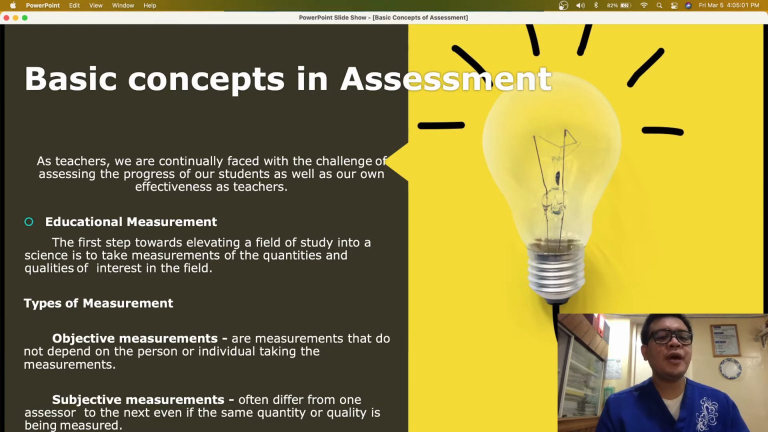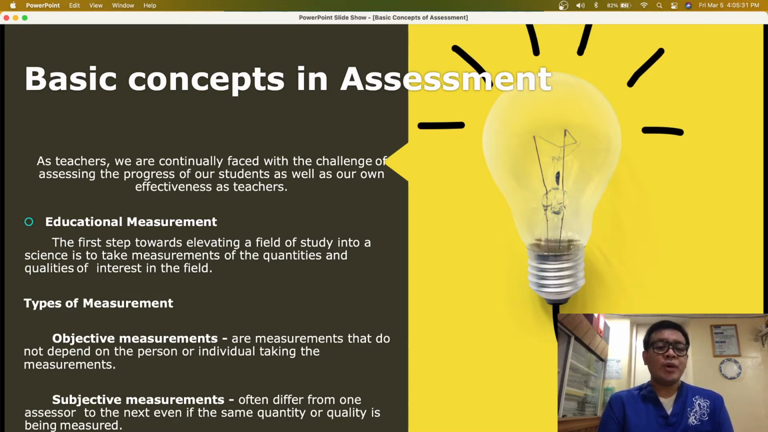As teachers, we are continually faced with the challenge of assessing the progress of our students as well as our effectiveness as teachers. So it's not only that we have to assess our students, but we also have to do self-assessment of our own. It's because teaching comes from us, and whatever we teach to our students, they'll be able to learn from you. And what they learn from you, they'll be able to apply. Educational measurement.